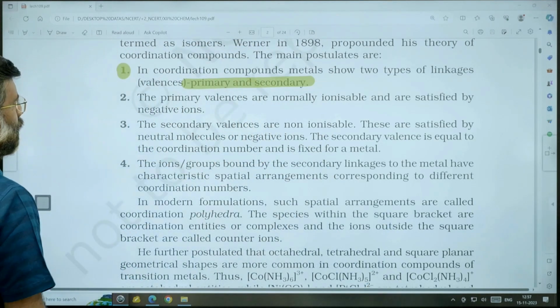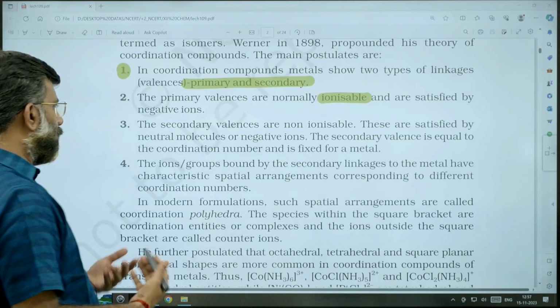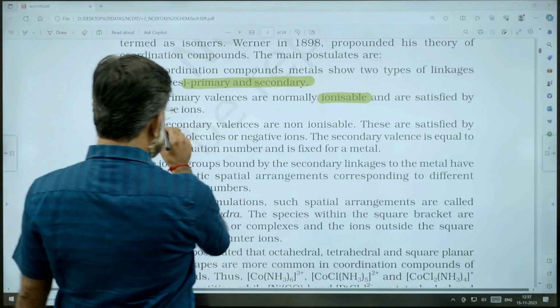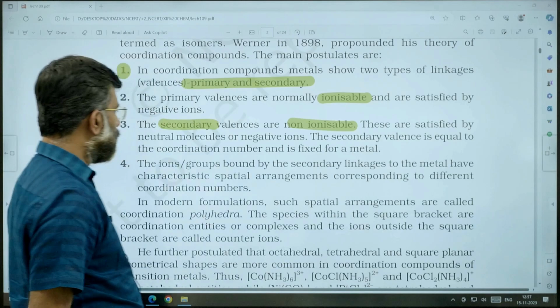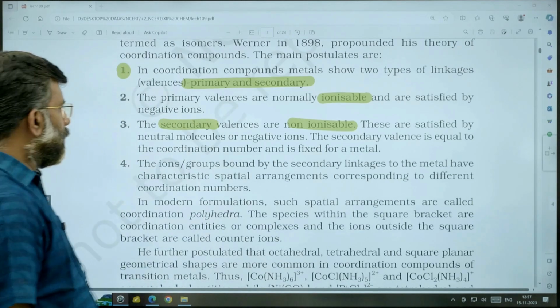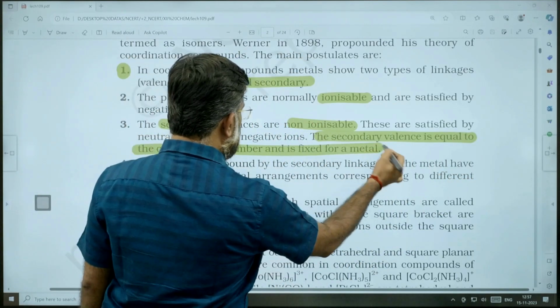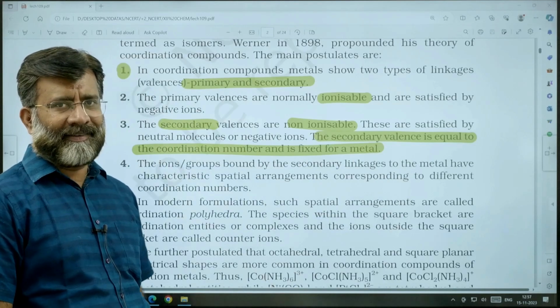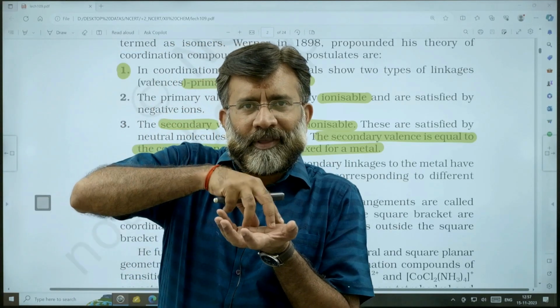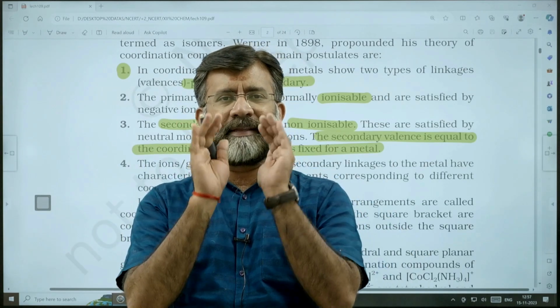Then, primary valencies are ionizable. Secondary valencies are non-ionizable. These are satisfied by neutral molecules or negative ions. The secondary valency is equal to coordination number and is fixed for a metal. So when there are 4 ammonia inside, 2 chlorine also come in order to make it 6.